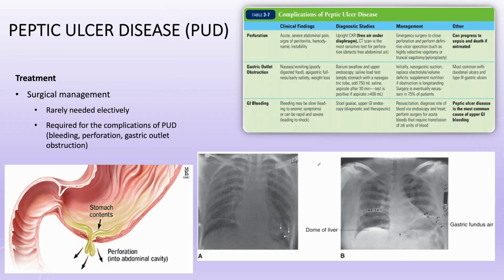So these are, well, before we get into the complications, there is surgical management. It's rarely needed electively, but it's required for complications of peptic ulcer disease. So bleeding sometimes requires surgery. Perforation always requires surgery. And then sometimes you get these ulcers around here. So this is the outlet of the stomach. You get these ulcers that kind of scar down this area and make it bigger. And so you have trouble with food getting out of here because everything is kind of enlarged in this area. And that's gastric outlet obstruction.